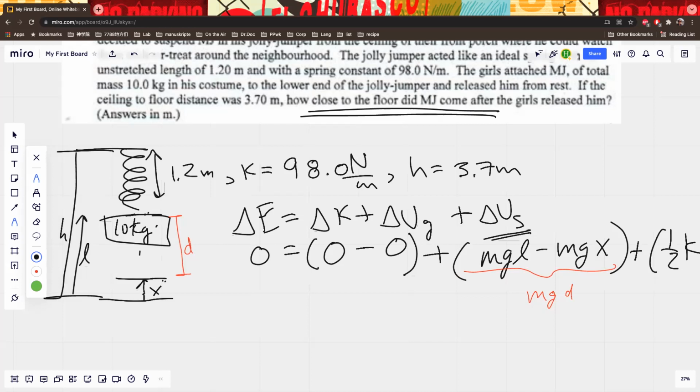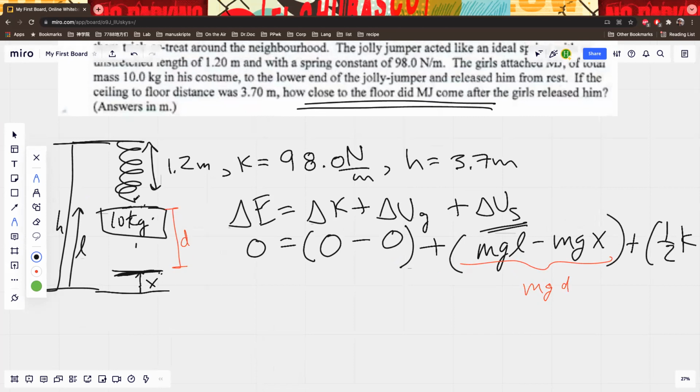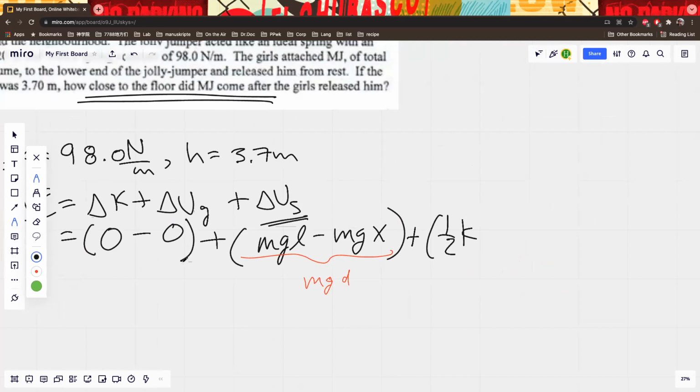So the final is when the thing lands on the ground. So how much has it traveled? Well, it would be D. Exactly, because it's going from equilibrium to X, which means it's traveling D. And then the initial is 0, minus 0, because at the beginning it's in equilibrium.